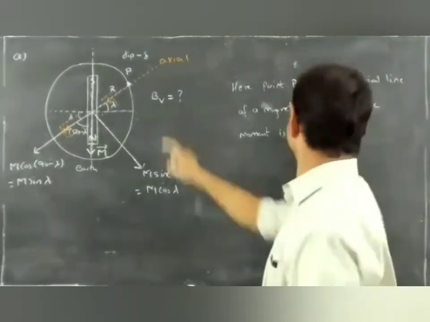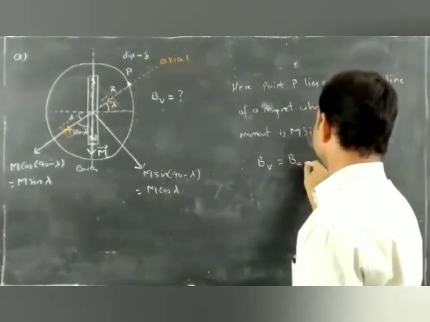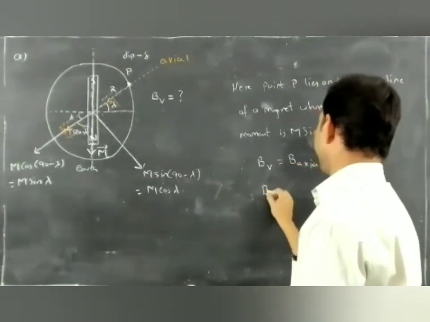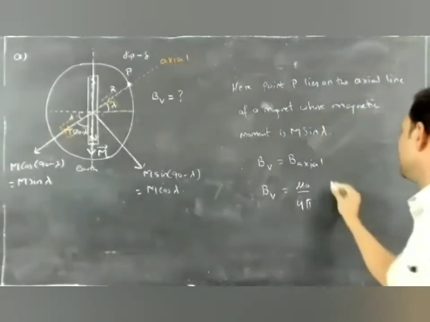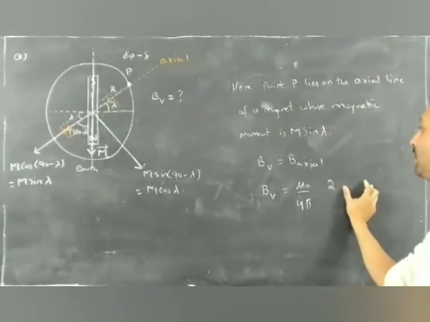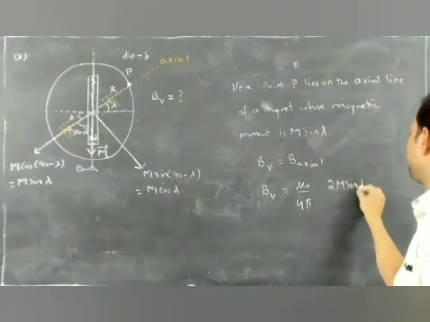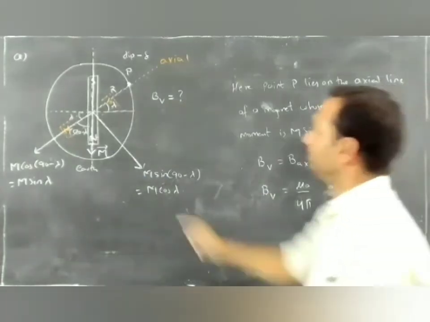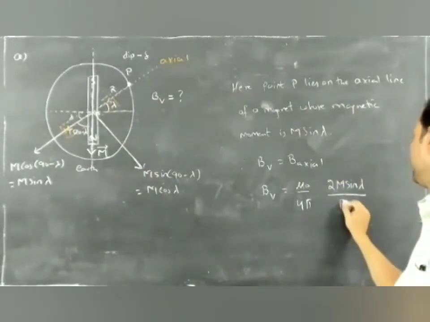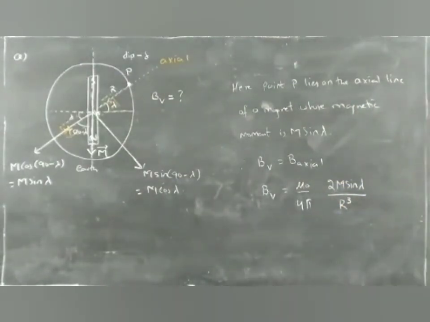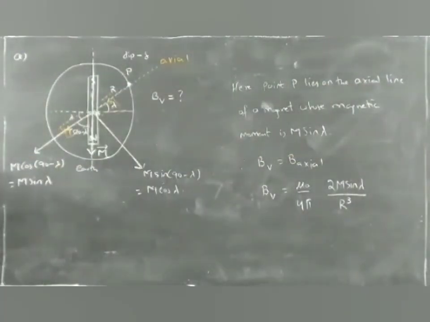So therefore B_V is nothing but B axial. Now what is B axial here? The B axial formula is equal to mu naught by 4 pi into 2M, where M sin lambda is the magnetic moment of the magnet, divided by distance cube. The point P is at a distance of R from point O, because we have to consider the earth as a small bar magnet.